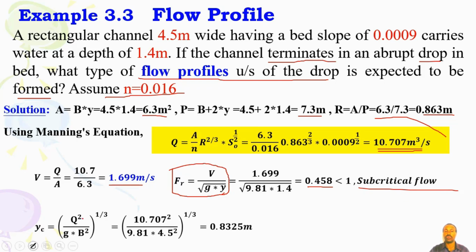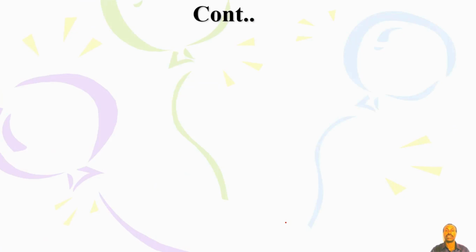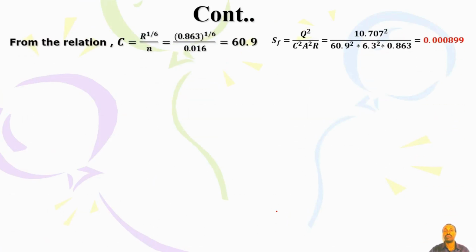For a rectangular channel, the critical depth is (Q squared over g B squared) to the power of 1/3. So this is the critical depth, 0.8325 meter. Then let's find, from the Chezy and roughness relationship, C equals hydraulic radius to the power of 1/6 over n. Then you have this, which is 60.9.